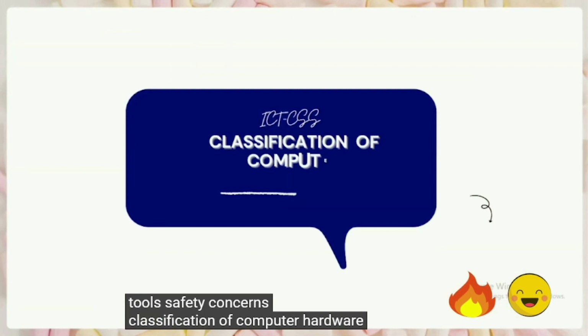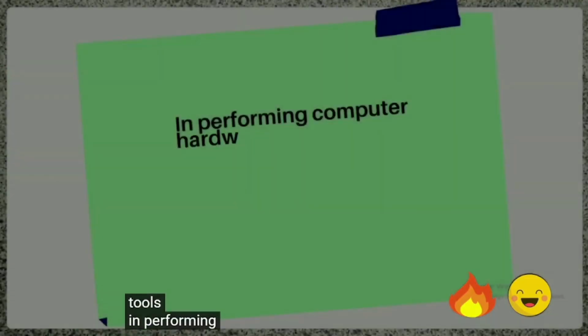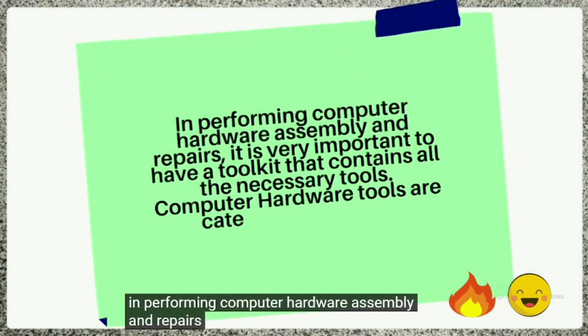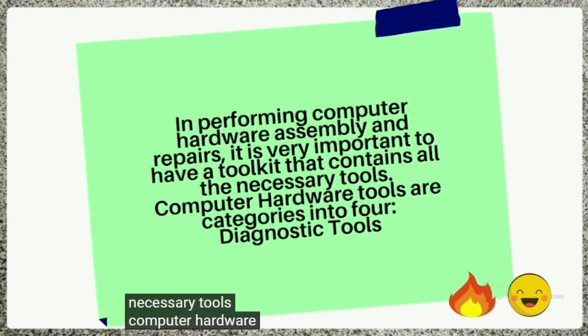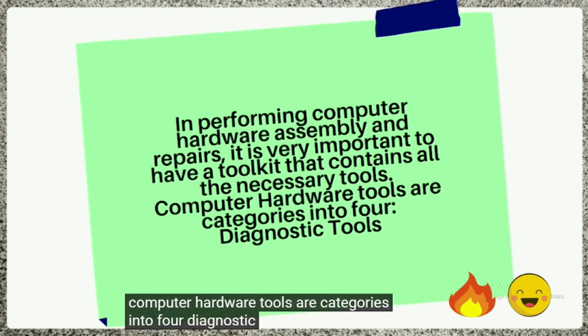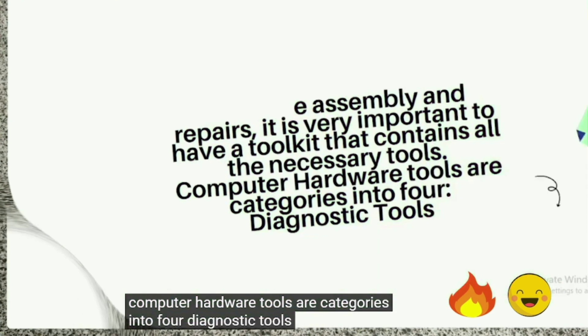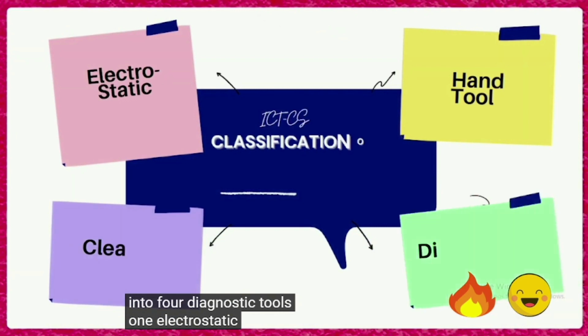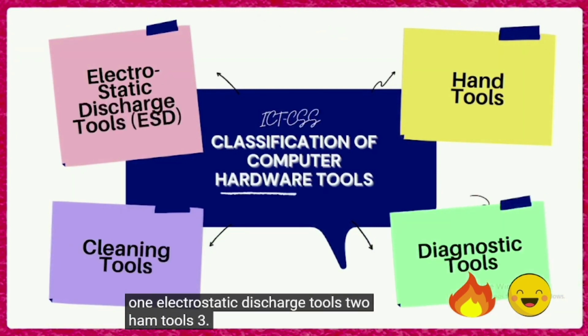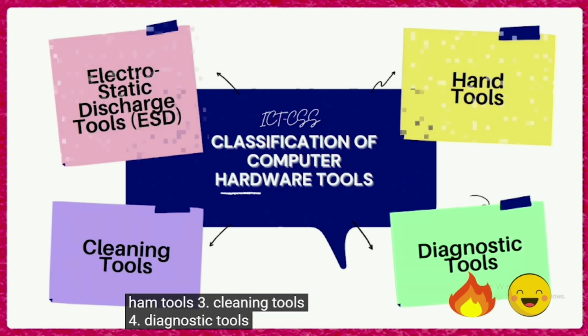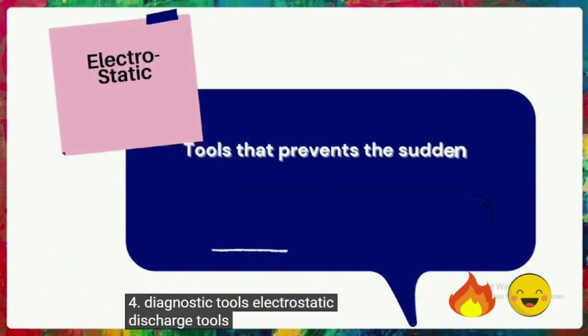Classification of computer hardware tools. In performing computer hardware assembly and repairs, it is very important to have a toolkit that contains all the necessary tools. Computer hardware tools are categorized into 4: 1. Electrostatic discharge tools. 2. Hand tools. 3. Cleaning tools. 4. Diagnostic tools.